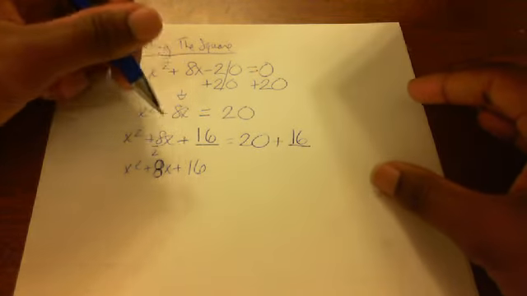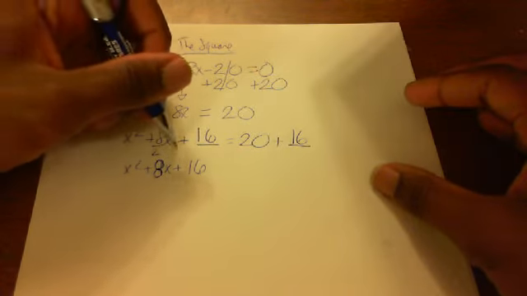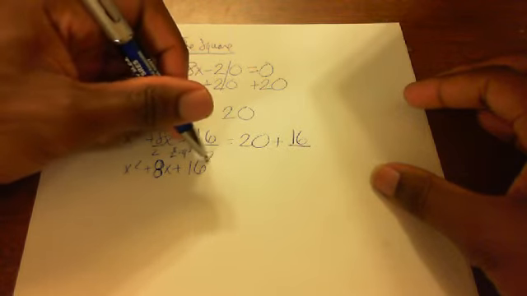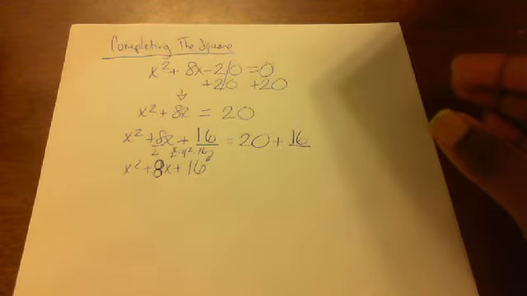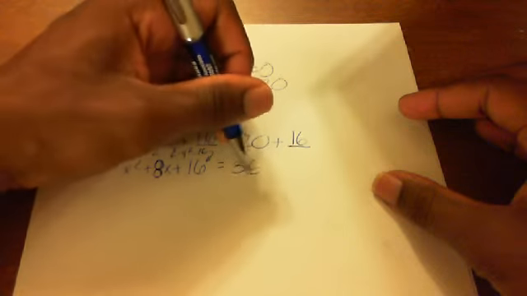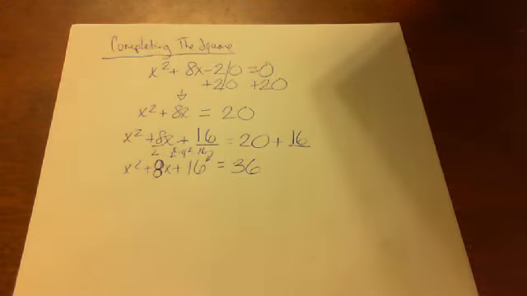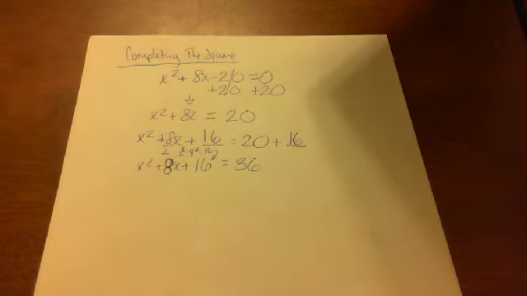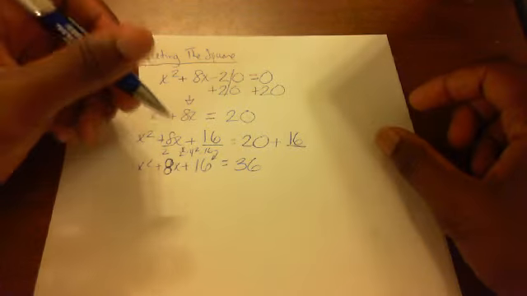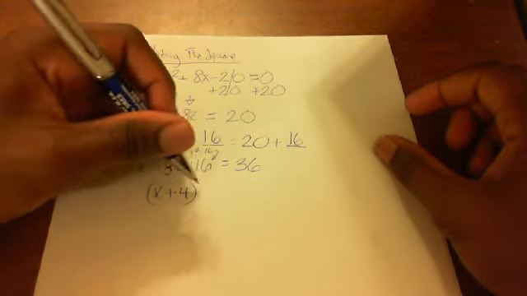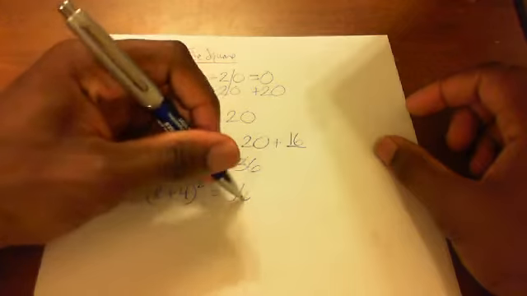Alright, we divide by 2 and square to get this term right here. So 8 over 2 equals 4. 4 squared equals 16. That's how we get that term right there. Alright, now you get 20 plus 16 is 36. So at this point, you're going to find out, okay, well, what happens now? Well, at this point, what we're going to do is factor this into a perfect square binomial. So the square root of 16 is 4. So we go x plus 4 squared equals 36.